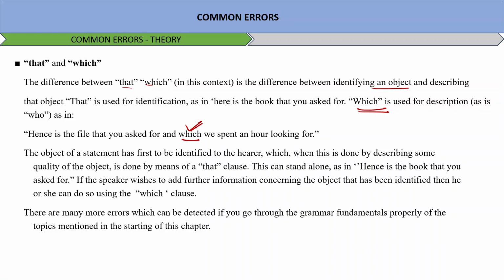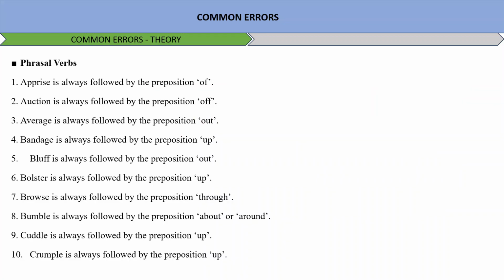But let's understand some very basic ones, like phrasal verbs. In phrasal verbs, what mistake do we make? Apprise is always followed by preposition of, whereas auction is followed by off. Average is followed by preposition out. Bandage is always followed by preposition up. Bluff is always followed by preposition out. Bolster is always followed by preposition up. Browse is always followed by preposition through, browse through. Bumble is followed by bumble about or bumble around. Cuddle is always followed by preposition up, cuddle up.